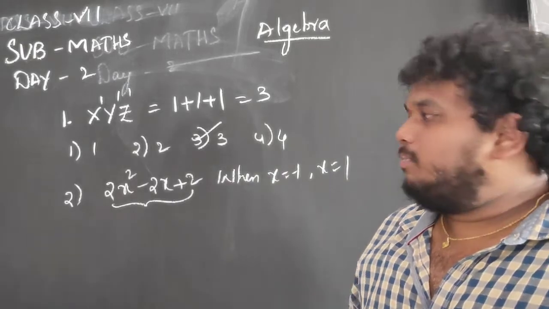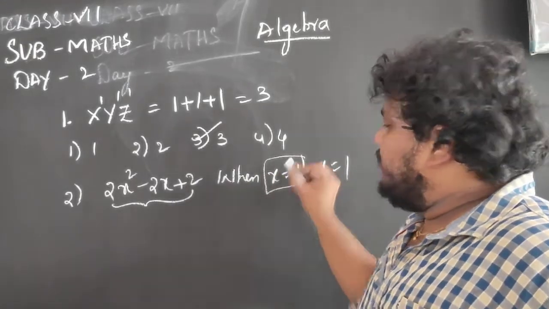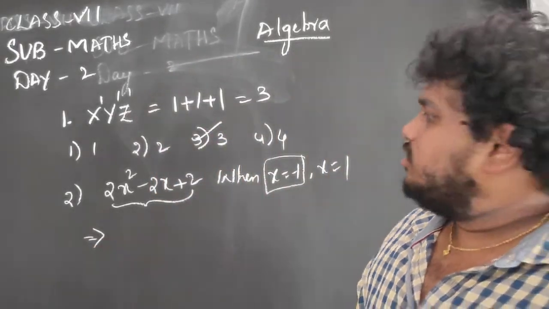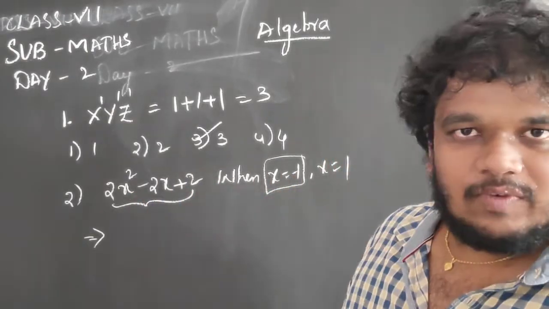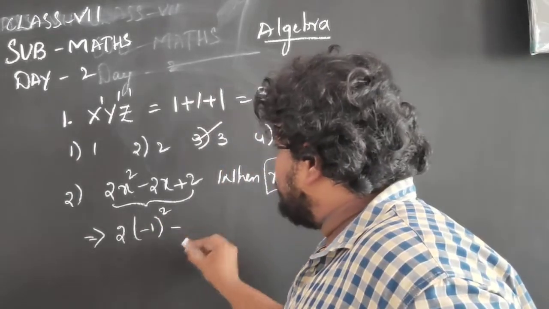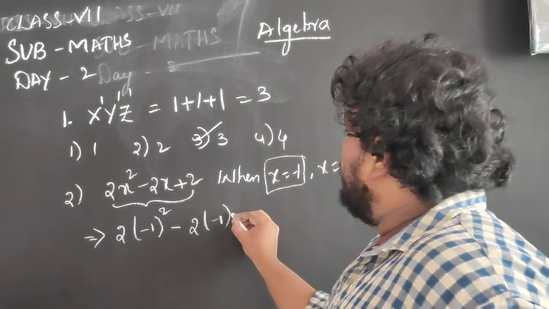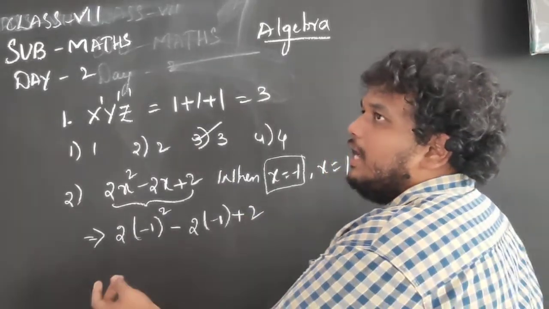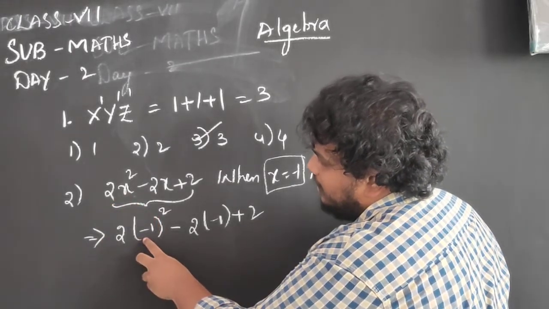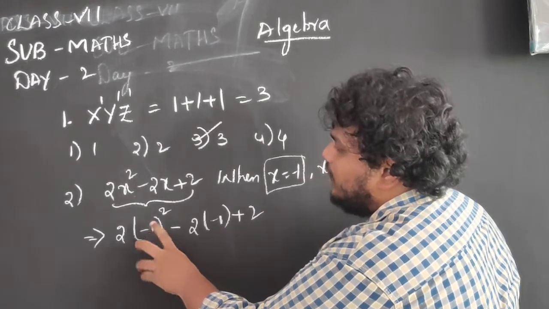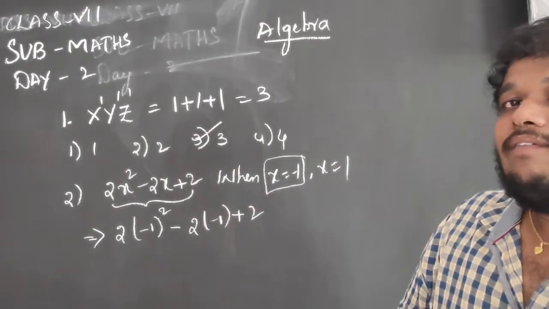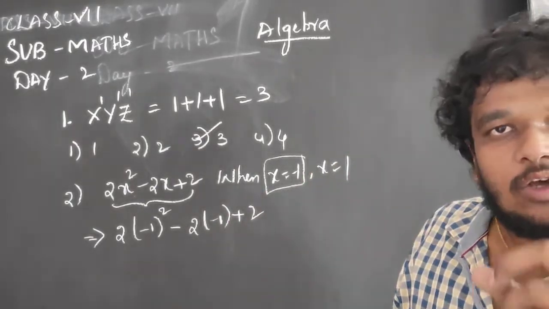First you solve the problem. Substitute when x is equal to minus 1. In the place of x, you substitute minus 1. So 2 into minus 1 whole square, minus 2 into minus 1, plus 2. See what I have done: only in the place of x I have substituted the value minus 1, and the 2 I kept as it is. Wherever x is there, I substitute x equal to minus 1.